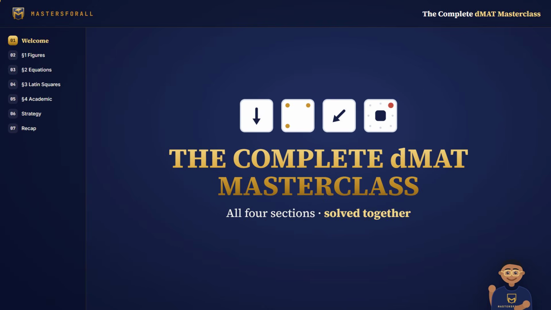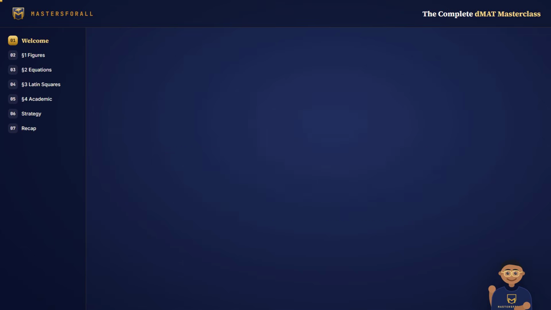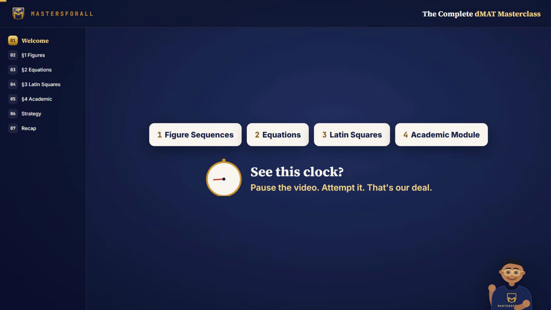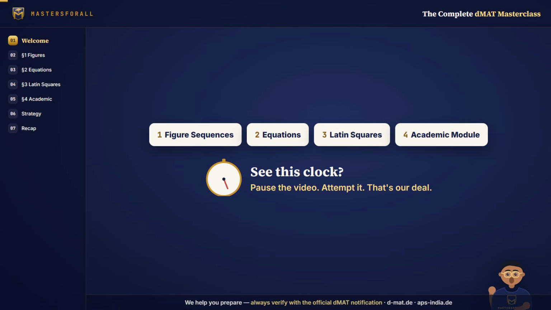Welcome to the complete dMAT masterclass. All 4 sections of the exam, one course, solved together. Here's how this works, and I'll say it only once. 4 sections: figure sequences, equations, Latin squares, and the general academic module. 22 real questions, and whenever you see the clock, you pause and you attempt. That's our deal. We're here to help you prepare.